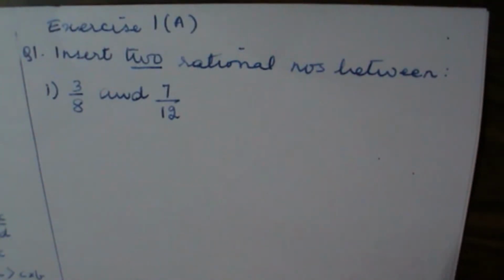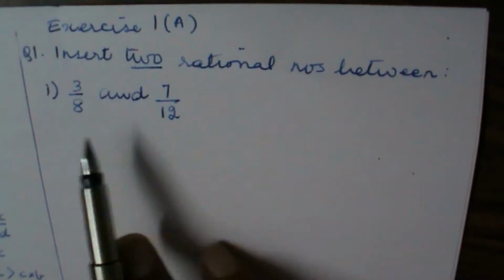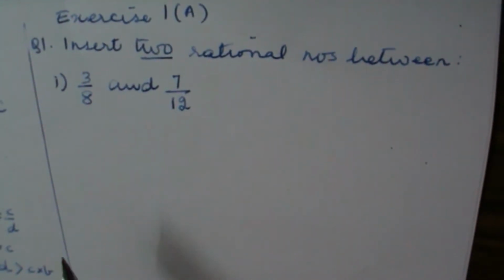So now we come to the exercise based on what we have learned so far, that the rational number will be denoted by the form a upon b where b is not equal to 0. Now also understand that the sum of two or more rational numbers will always be a rational number. If I do the difference between two rational numbers, it will still be a rational number.